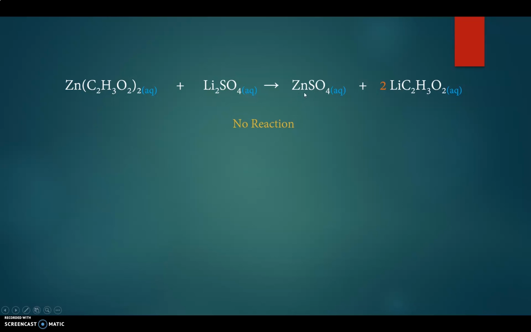Sulfate, although these both have a charge of 2, sulfate was one of our exceptions, and therefore this will be aqueous as well. And then, of course, lithium and acetate both have a charge of 1, so this will be aqueous as well. All 4 compounds are aqueous, they're all ionic and thus dissociate completely, which means we have no reaction.